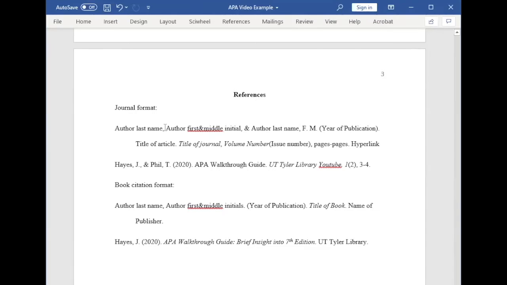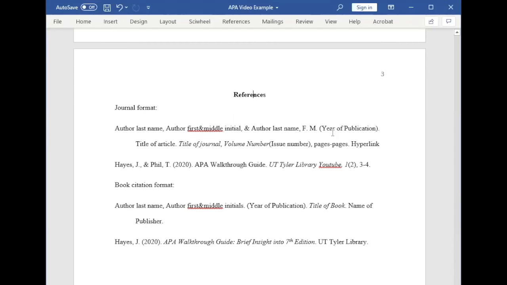With all of your citations, you'll need to include the author last name, followed by the author first and middle initial, followed by the year that the source was published. In this case here, we have an example of a source with two authors. So in that case, you would need to include an ampersand between the authors' names, which is of course followed by a comma to separate the authors.